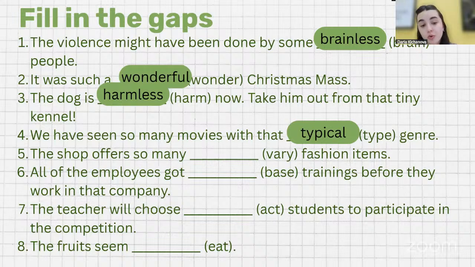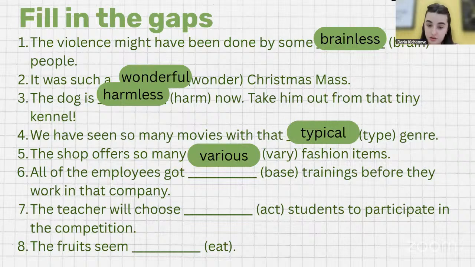The shop offers so many fashion items. So it means that they are different, and how to make an adjective here: it is various. So we had variety and various.